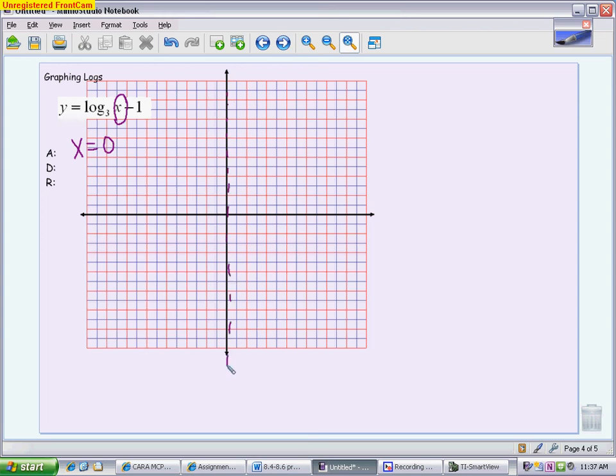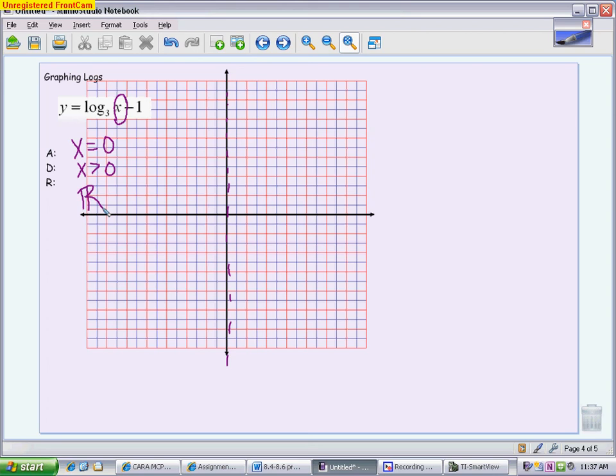My domain is always going to be bigger than your asymptote. So it's going to be x greater than 0 because it's always on the right side of that vertical asymptote. And your range is always all real numbers for every logarithm function. Now you should have a decent idea of what this looks like because it is the inverse of your basic like 3 to the x function.